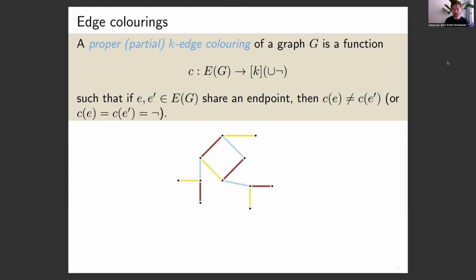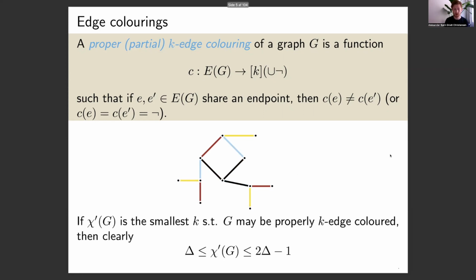So, for instance, here we have an edge coloring because neighboring edges receive different colors, but this is also a proper partial edge coloring if the black edges denote something that's not colored. And we denote the smallest k for which it's possible to construct a proper edge coloring by the chromatic index. And clearly this is at least the maximum degree delta, because all edges around a vertex must receive different colors. And clearly we can also use at most 2 delta minus 1 colors by just any greedy procedure.